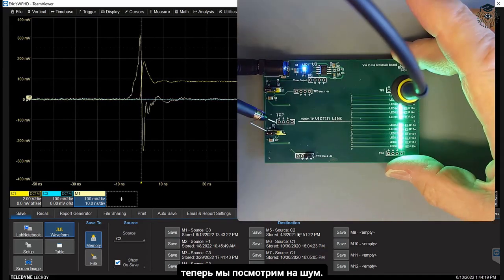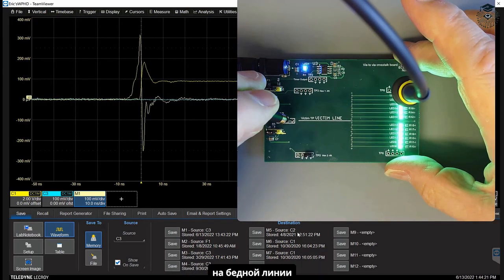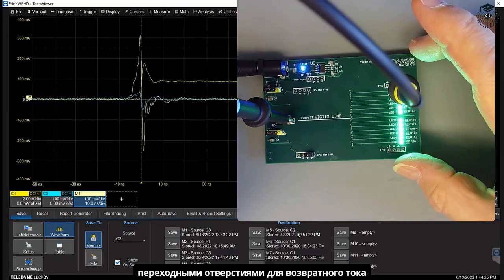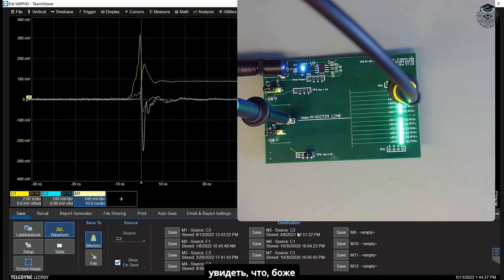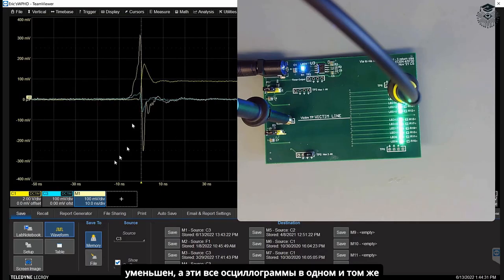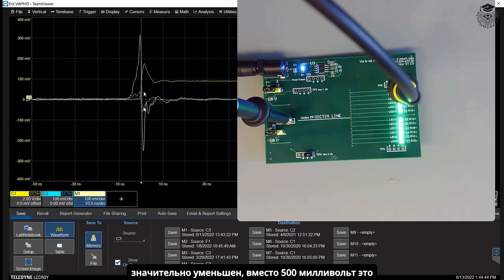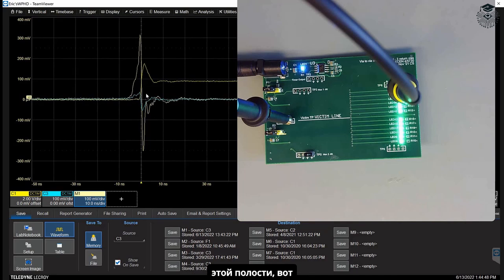And now we're going to look at the noise on the poor victim line that's going through this cavity with all those return vias. And you can see that, oh my gosh, there's some noise there, but it's dramatically reduced. And these are all on the same scale. Yeah, there's some noise in that cavity. Hey, you got some inductance in the return path there. You got a lot of current switching, but dramatically reduced. Instead of having half a volt, it's less than 50 millivolts peak-to-peak noise in that cavity.